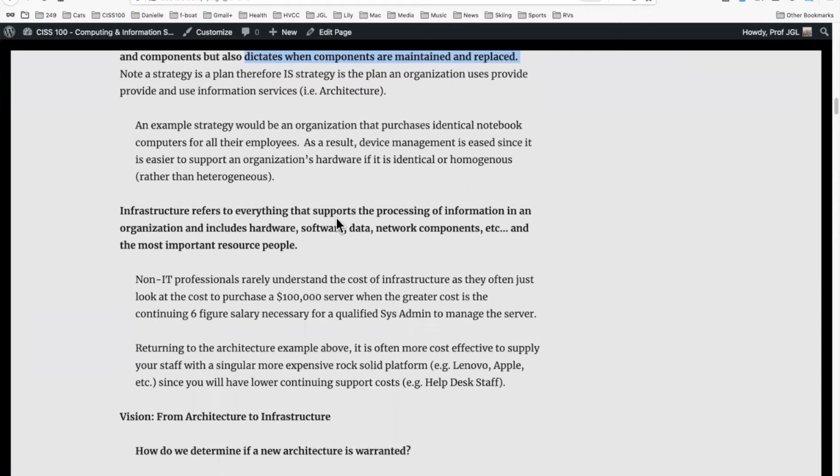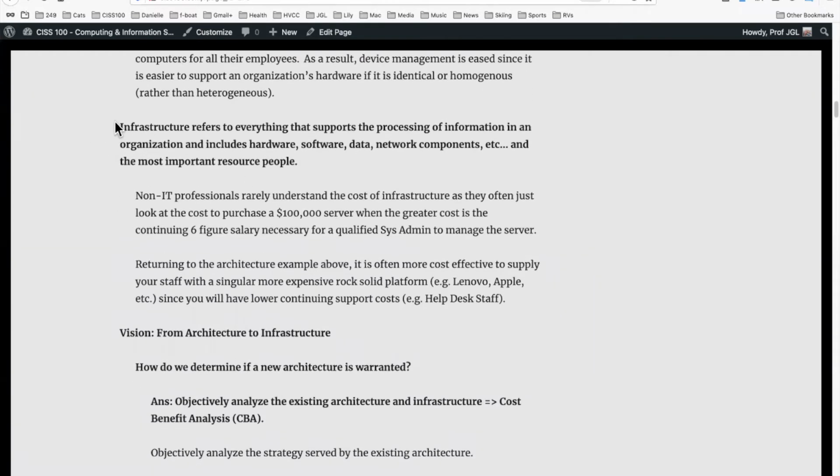Okay, so architecture is that strategy. Infrastructure is everything that supports the processing of information. And this is where, again, the non-computer people within the organization don't understand. I'll give the example: you can purchase a $100,000 server pretty easily. That's not the cost. The cost is paying a system administrator six figures every year to support that server. And probably it's not just one administrator.